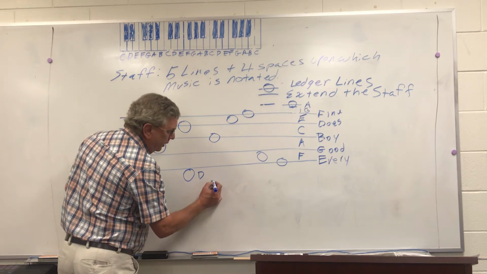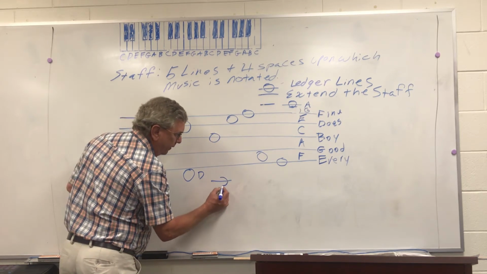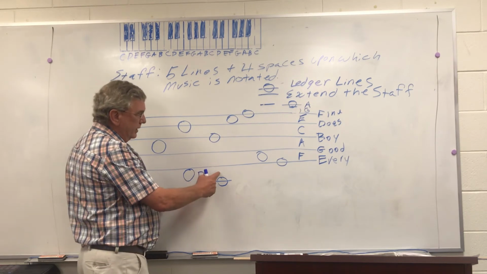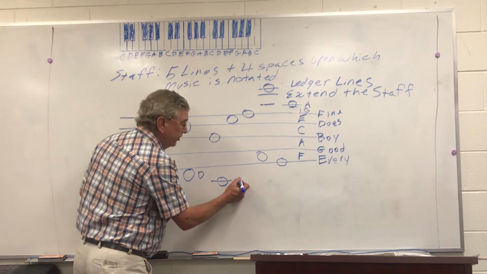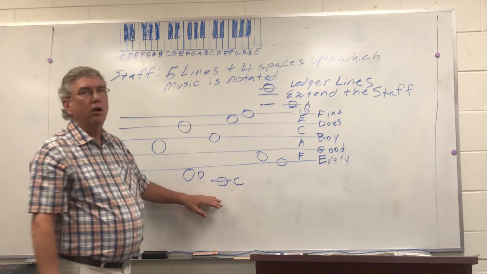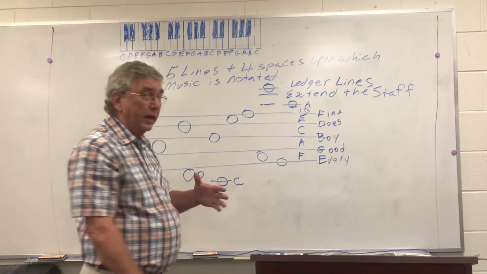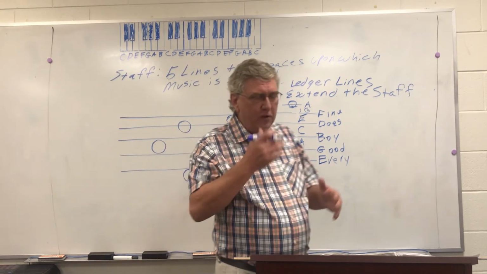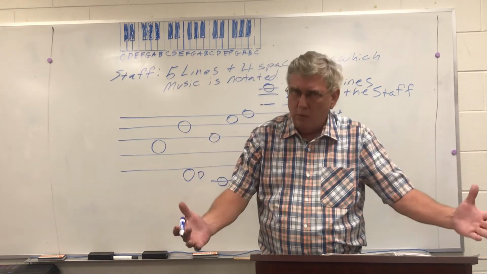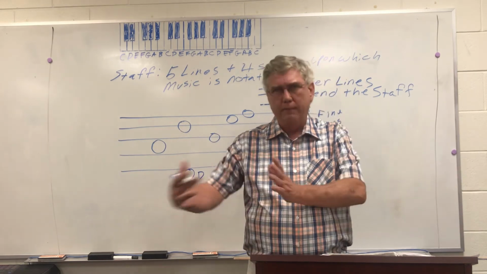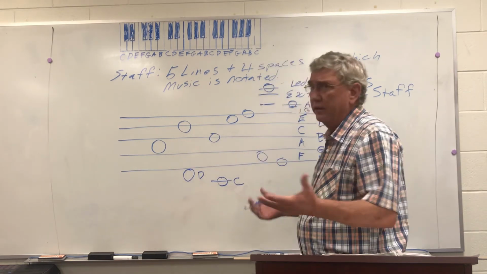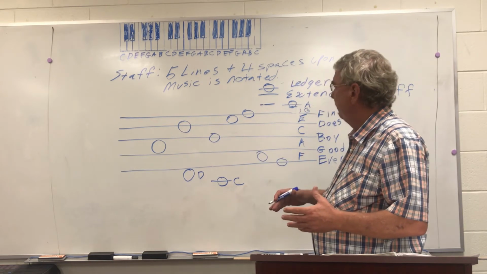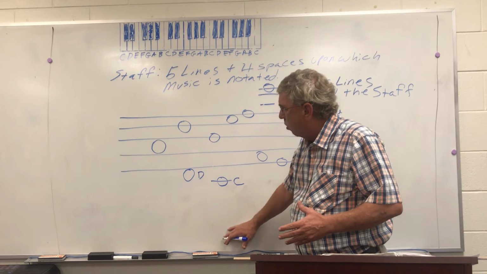If we do a ledger line and put a note on it, we have E, D, this would be a C. In fact, this is called middle C. If you look at a piano, that is the note in the middle of the piano. If you don't have an 88 key keyboard or piano, then it may be off center a little bit, but it is called middle C because it is in the middle of the piano keyboard. And we have ledger lines that go on down.